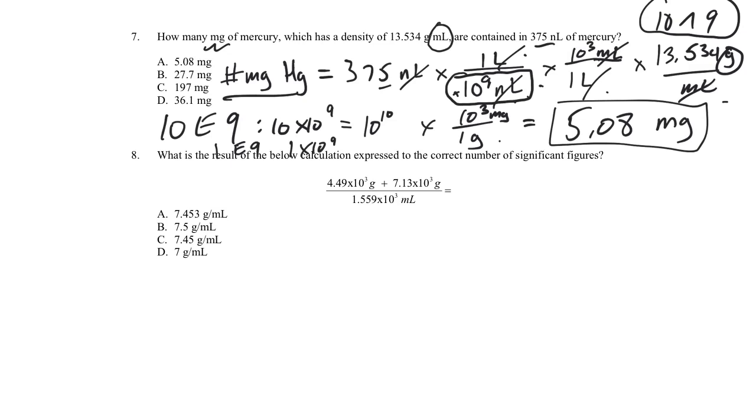So number 8, what is the result of the below calculation expressed with the correct number of sig figs? So one more sig fig problem here. So we have 3 sig figs plus 3 sig figs, but we got to sort of either write the numbers out. So we might want to go to the whole number. So that would be this. That would be the second number, good to this placeholder.